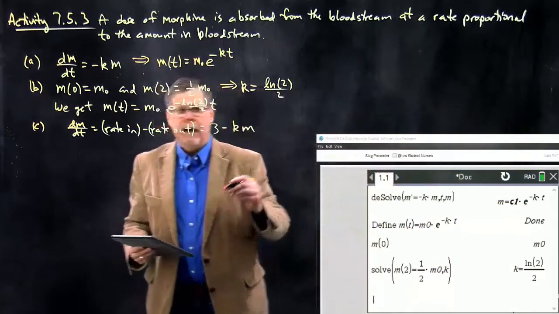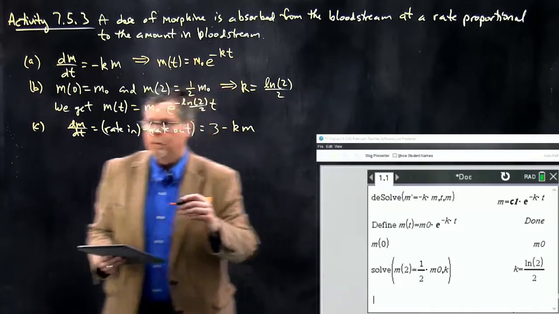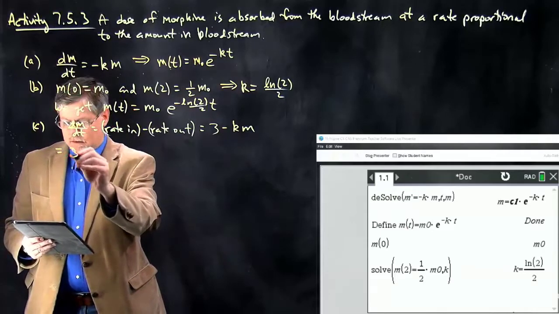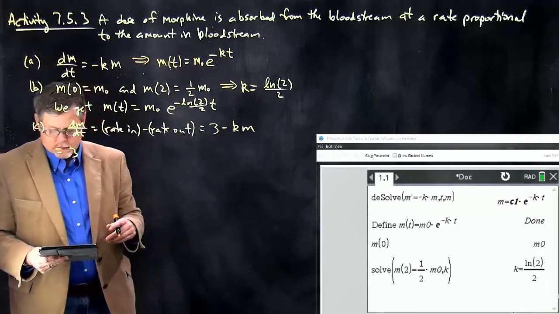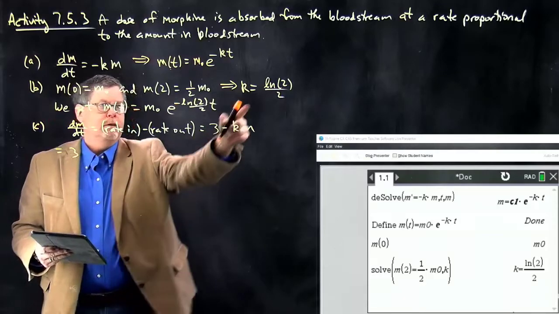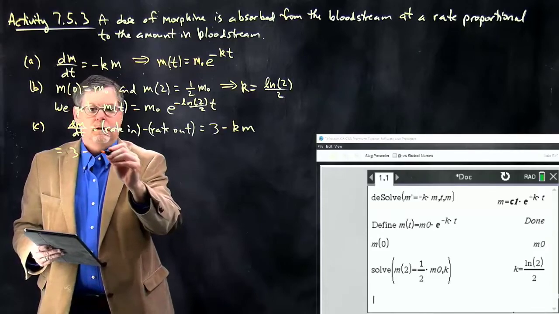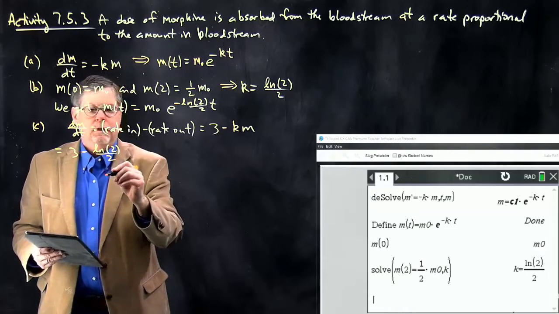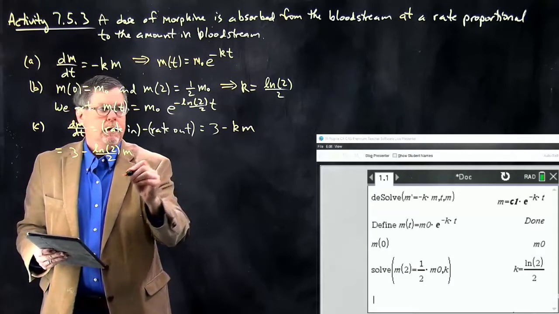So what we can do now is expand this a little bit. Let me put it down here. So this is going to be 3. And then we're going to put these guys together and get a total. We know what this thing is, right? Because we found K. So this is going to be 3 minus natural log of 2 over 2, times m.